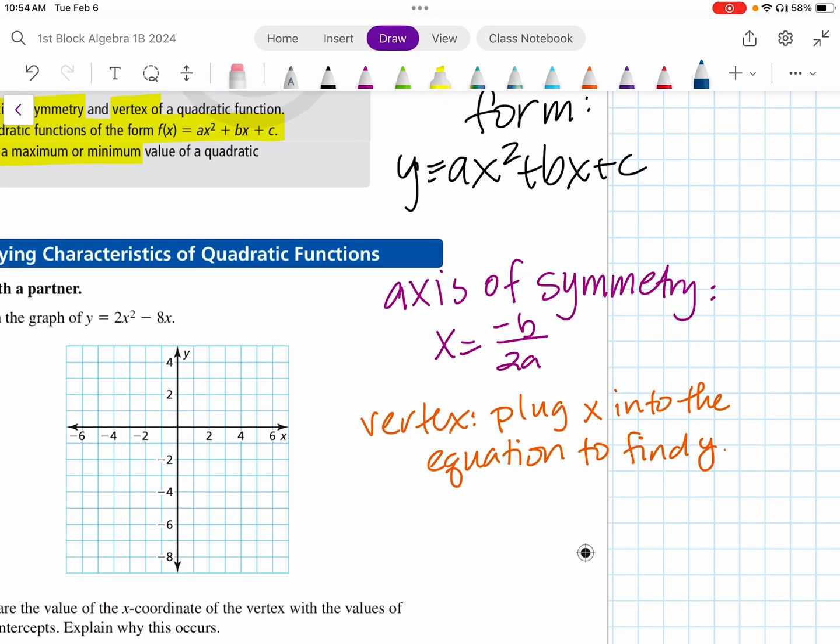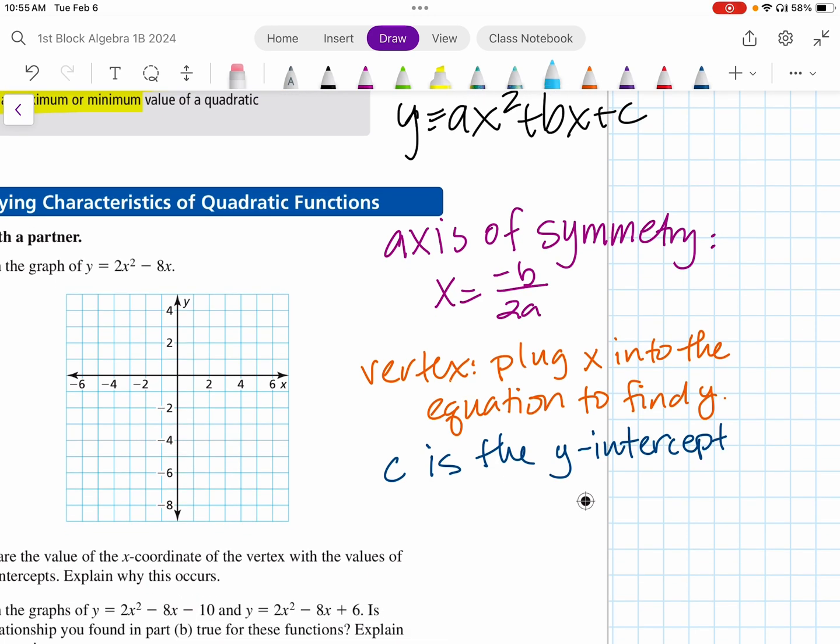It's also important for us to remember that c is the y-intercept. Domain is always all real numbers. And range is always y is less than or equal to or greater than or equal to the y value of the vertex. Okay, so those are the important parts to remember for today.